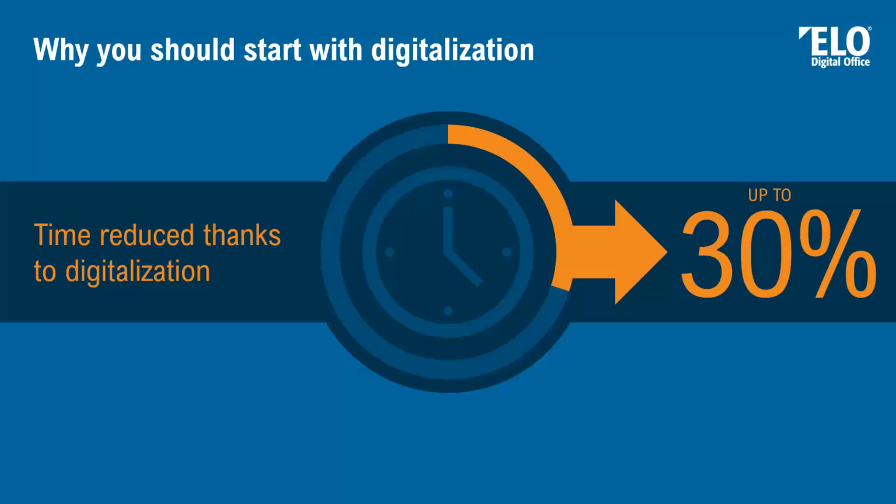I think it takes on average 9 days. So after you start with the digitalization, it will take 6 to 7 days. So you get faster and the time gets reduced. You can use the time for more important tasks that you have to do.